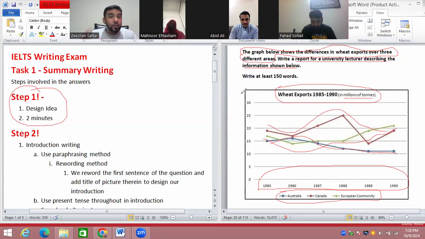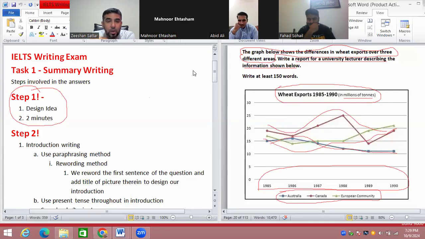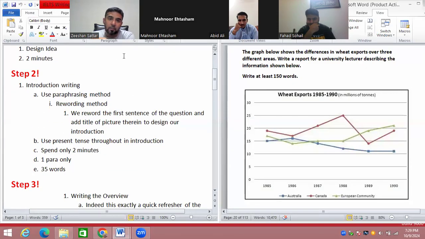So now what we will do in the first 2 minutes, we will look at the picture and make up our mind about what I have to write. What I will write in the introduction, what I will write in the overview, what I will write in the explanation. We will make that plan in the first 2 minutes. The second step that we discussed yesterday, we will work on during the summary writing, that will be the introduction writing. I told you yesterday that we will be using the paraphrasing method for writing the introduction.